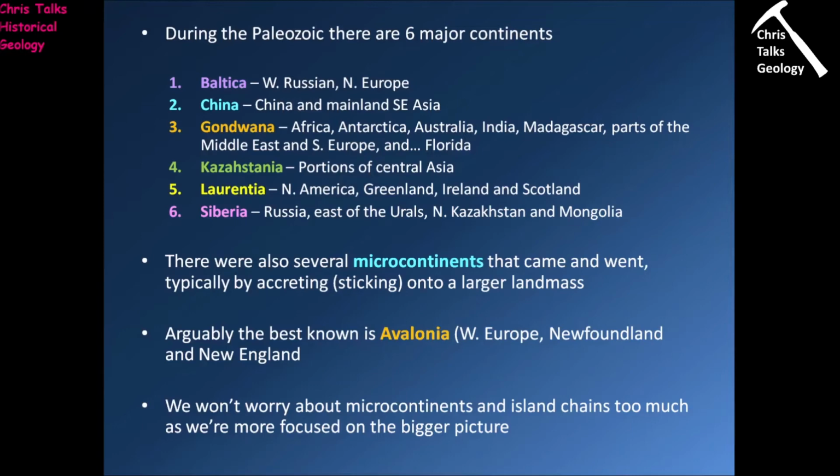Now, most of the time we're just going to ignore the microcontinents, but there is one microcontinent that's important to us, and this microcontinent is called Avalonia. And Avalonia consists of Western Europe, Newfoundland and New England. And it's going to be important when we're thinking about the tectonic evolution of the eastern coast of North America.